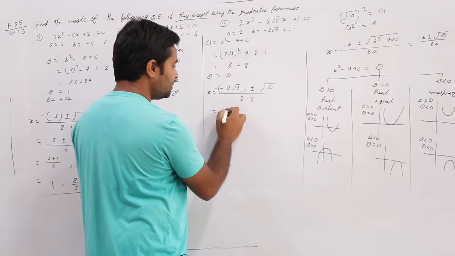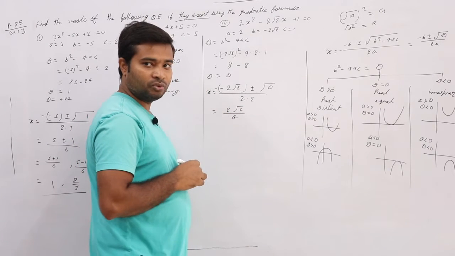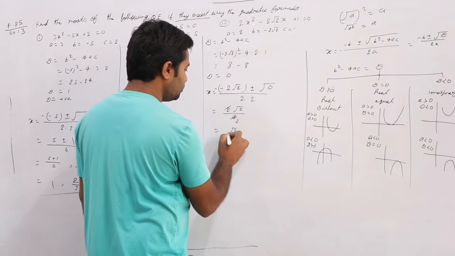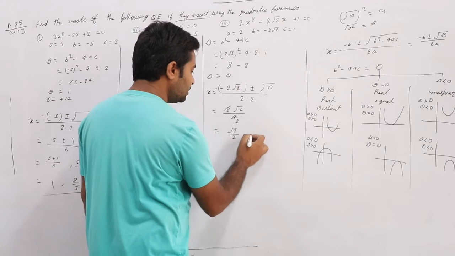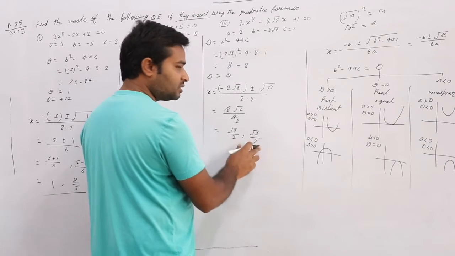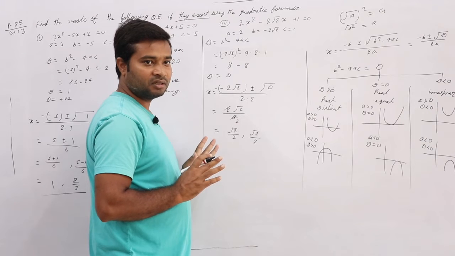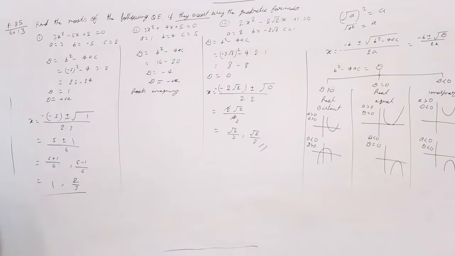So minus into minus plus 2 root 2 by 4. 2 root 2 by 4, so 2 2s are 4, which means root 2 by 2. Correct. Same thing you write again because roots are real and equal. So root 2 by 2. Understood or not? Copy this.